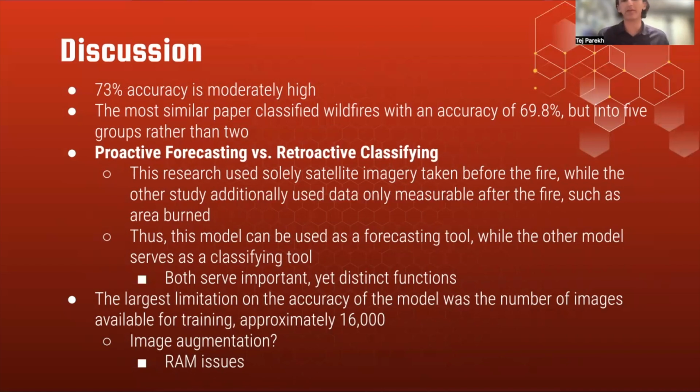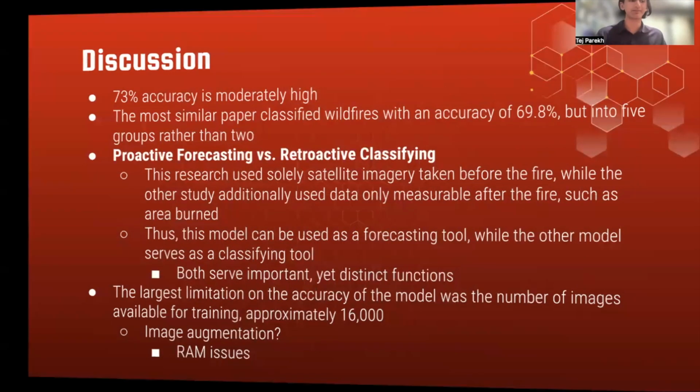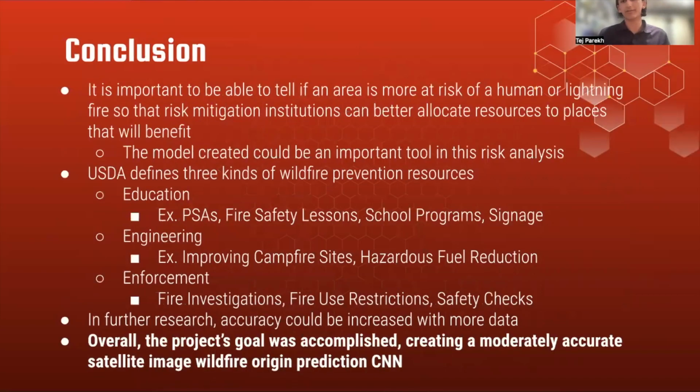The largest limitation on my model's accuracy was the number of images available for training, and in future research, if we could train on more images, accuracy would probably increase. So it's important to, again, be able to tell which type of fire an area is at risk for, so we can allocate risk mitigation resources properly. The USDA defines 3 types of wildfire prevention: education, engineering, and enforcement. And it's very important that we allocate these types of resources in areas of high human risk where they'll be effective, rather than areas of high lightning risk where they won't be effective.